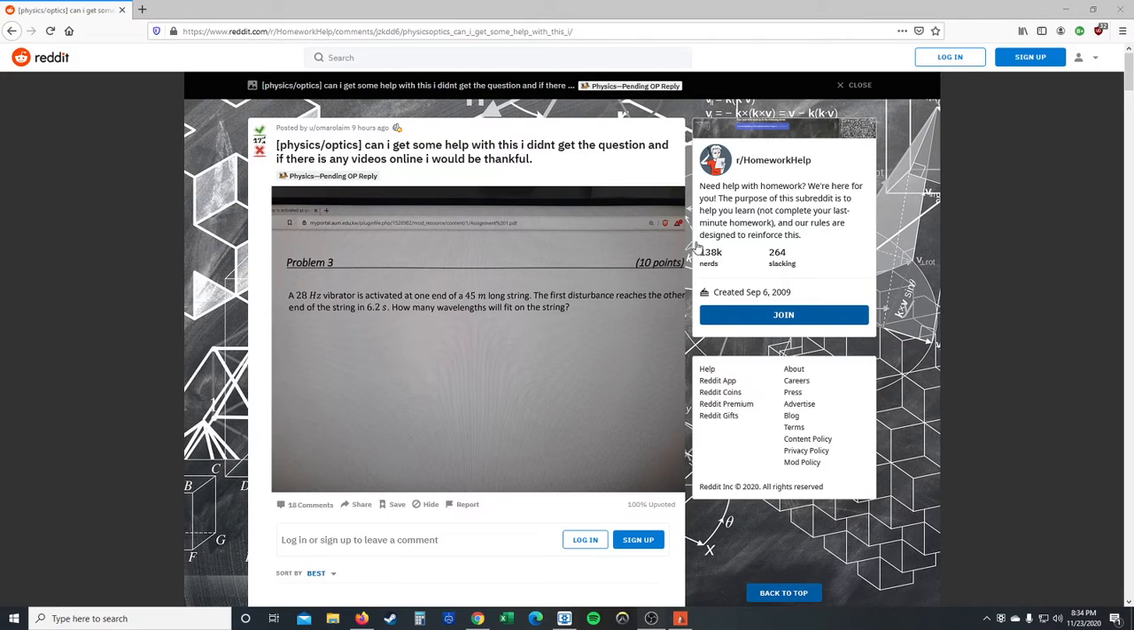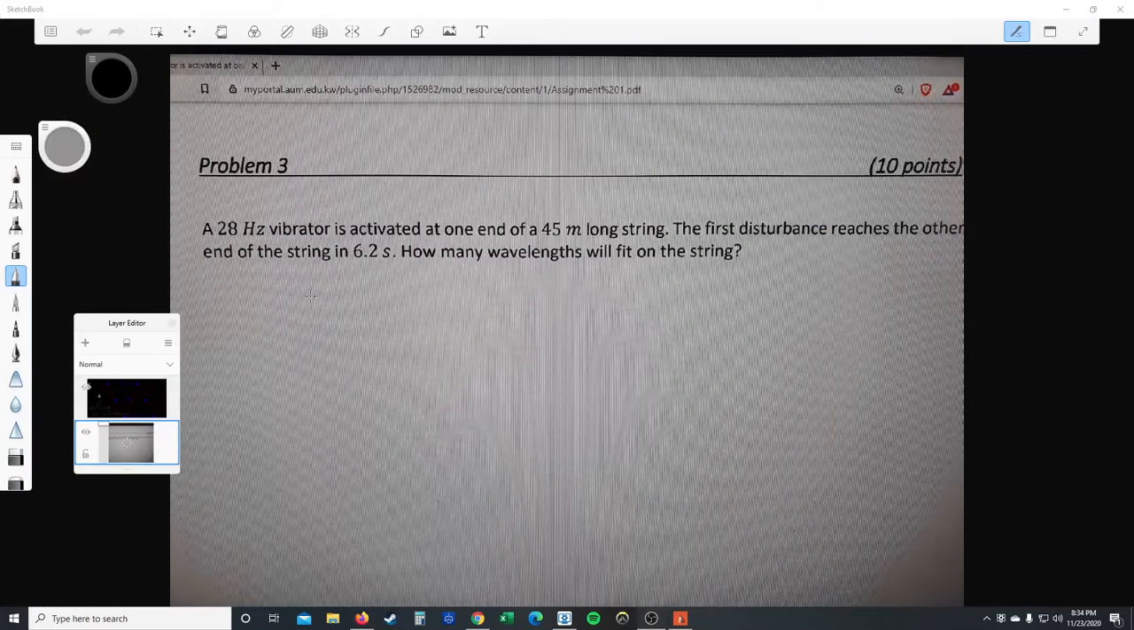Hello, today we return again with another physics problem that I'd like to solve for you and help walk you through pretty much everything you need to understand to solve this problem. So the question asks, if there's a 28 hertz vibrator activated on one end of a 45-meter long string, the first disturbance reaches the other end of the string in 6.2 seconds. How many wavelengths will fit on the string?